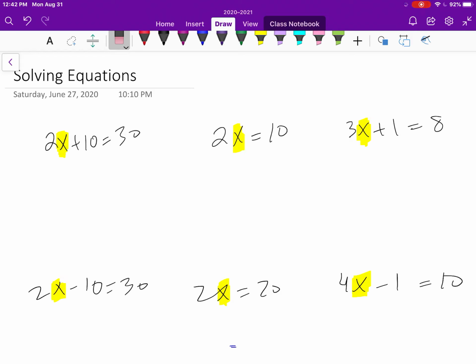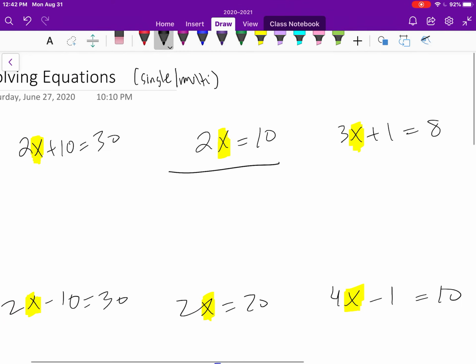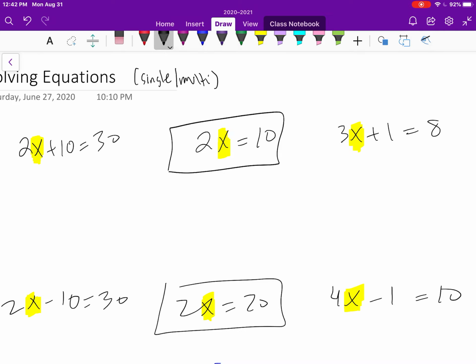So in this video we will go ahead and discuss how to solve multi-step equations and single step. Now, the difference between single and multi-step equations is that when you're solving for x, ideally in the single step equation you don't have to move many values, but in the multi-step equation you do. So an example of a single step equation is something like this one right here, 2x equals 10, and then 2x equals 20 will be an easy one.